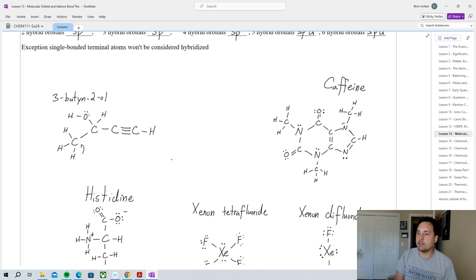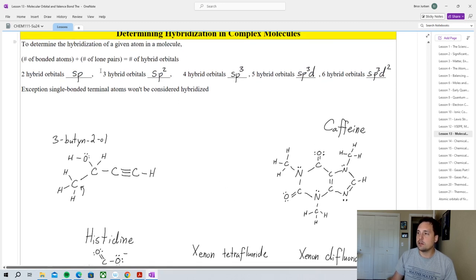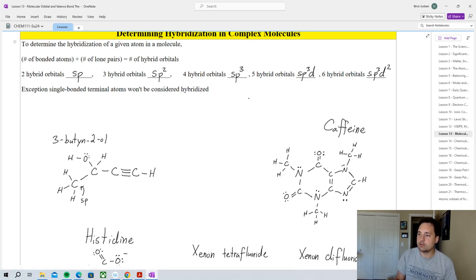Well, if we start here at the bottom left, this carbon has 4 bonded atoms to it and no lone pairs. So this carbon is going to make use of sp3 hybridization. It's going to need 4 hybrid orbitals. And that's all you really need to know a lot of the time, is what is the hybridization on that carbon. The next carbon we're going to look at also has 4 atoms attached, so it's going to be sp3 hybridized.